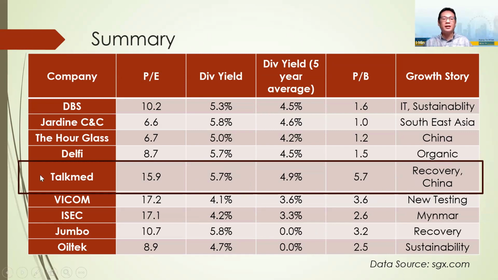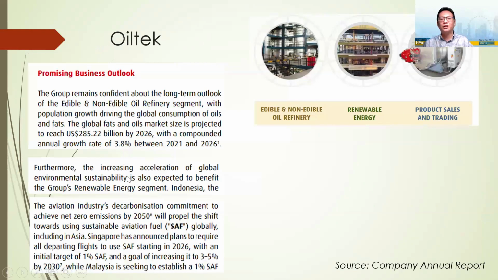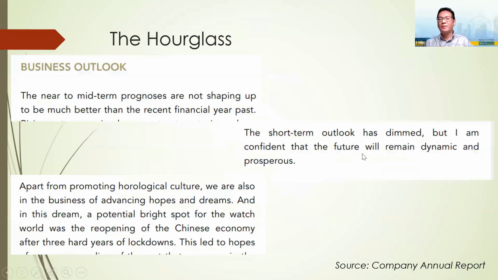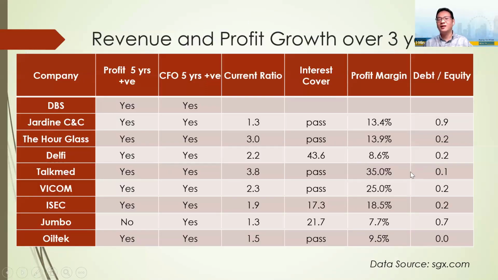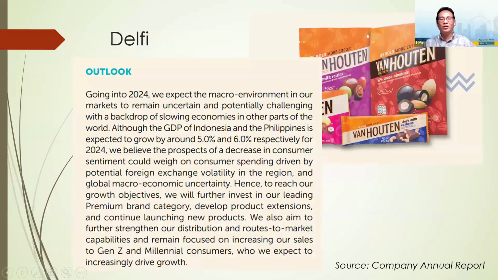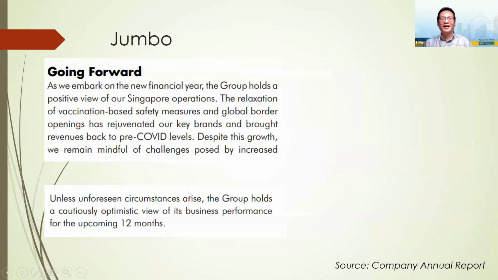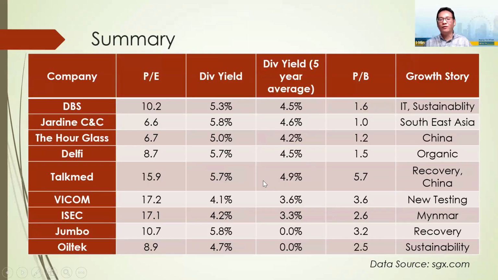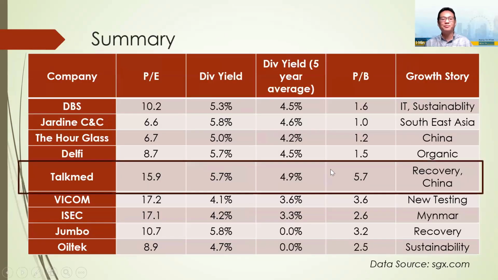And the other reason is you can see the profit margin is one of the highest. Just now I showed you all the profit margins, it's 35%. Okay, very interesting to me. It's actually quite high. Too bad my daughter doesn't want to be a doctor. Then after that, the dividend yield, and you look at the average dividend yield, 4.9% over the past 5 years, very decent. And they are going to China, which I think if things go well, is going to be very good for them. So that is my first choice, TokMed.